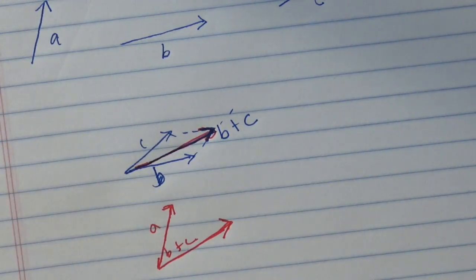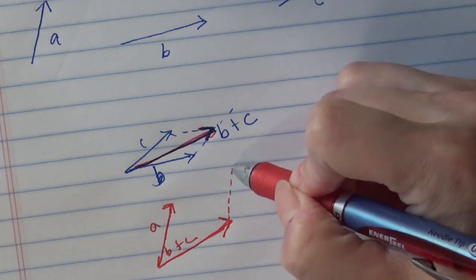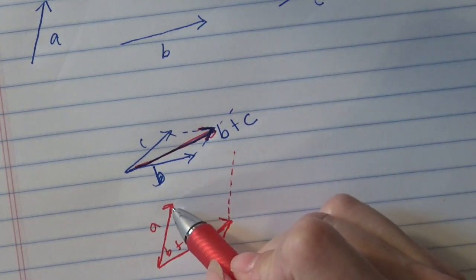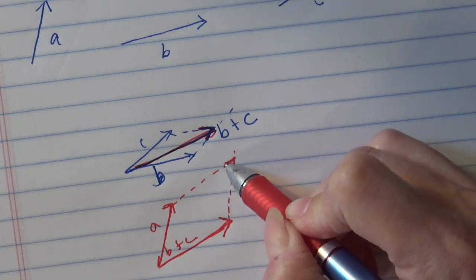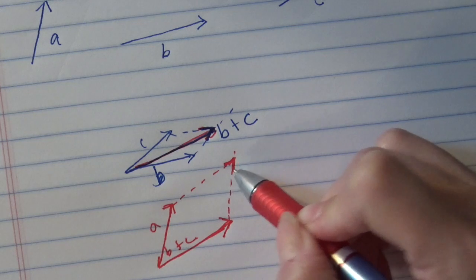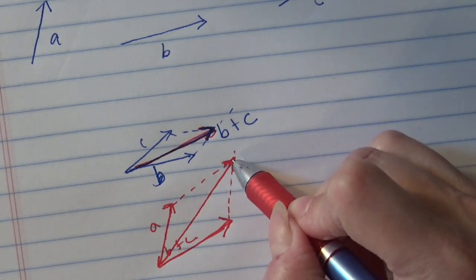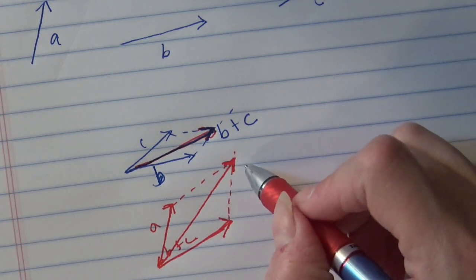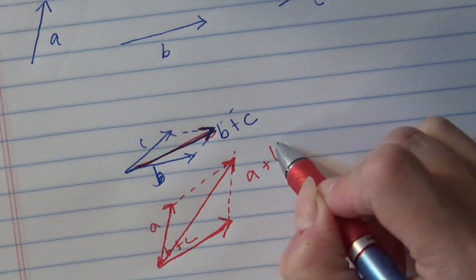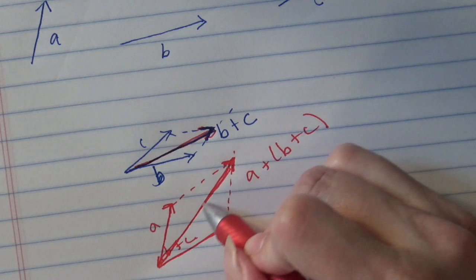Okay. And we do the same process that we did before. So we make a new parallelogram. Alright, and then this corner here is going to be where the new vector ends. So the new vector, what we've just drawn, is A plus parentheses B plus C. And it's this one here.